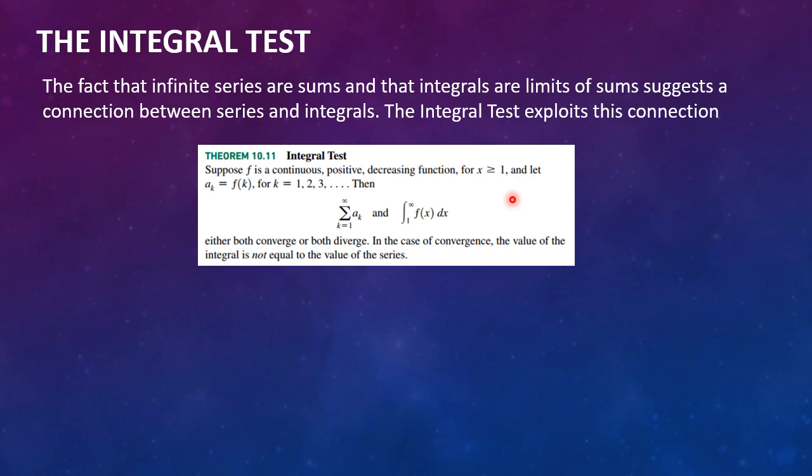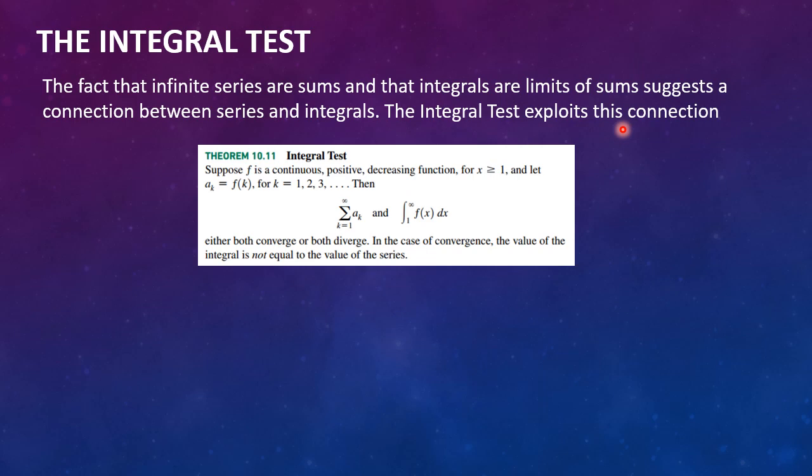If we do a proof of this, and your book does a proof on page 675, I'm going to show you an image of that proof, but I'm not going to go through the proof. The proof has to demonstrate two results. If the improper integral from 1 to infinity has a finite value, then the infinite series converges. And if the infinite series converges, then the improper integral has a finite value.